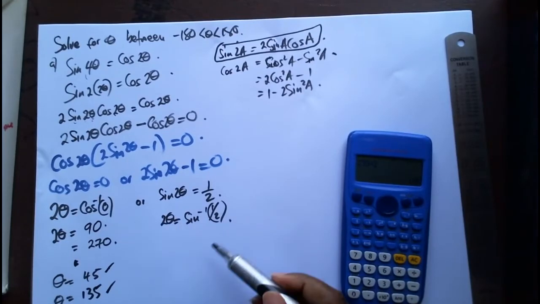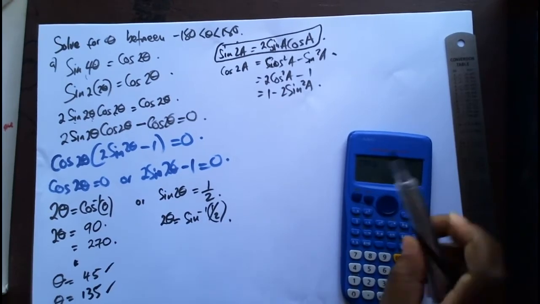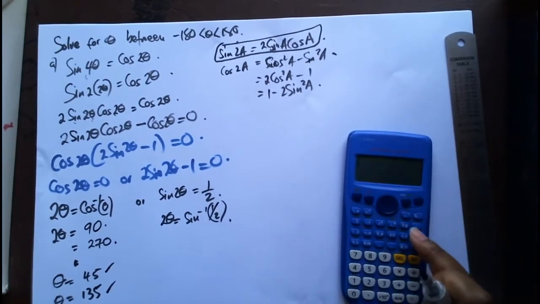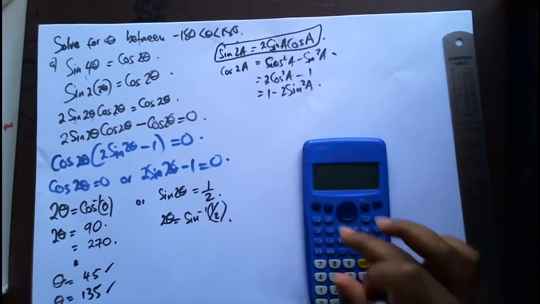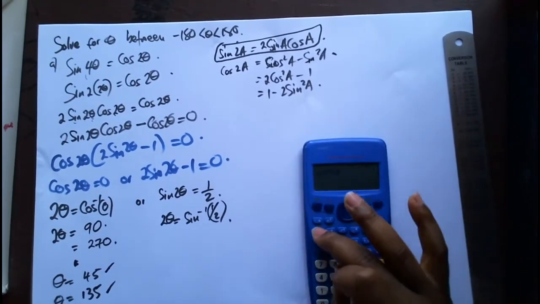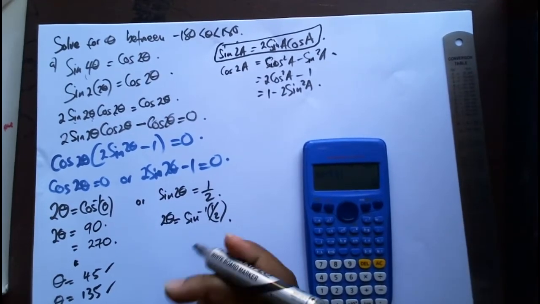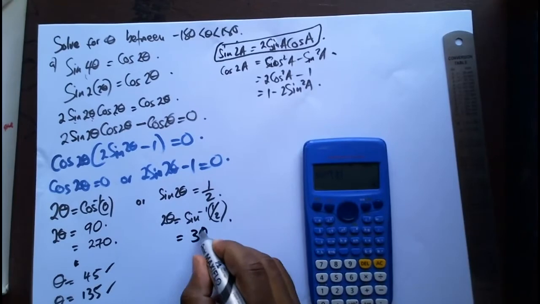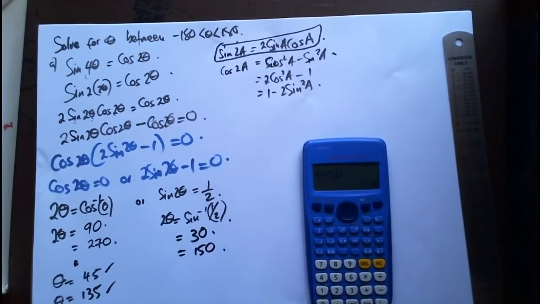And here now it's shift sine half. Shift sine half, I can come and shift sine 1 over 2. Shift sine 1 over 2 is equal to 30 degrees. And the next one is 150 degrees.